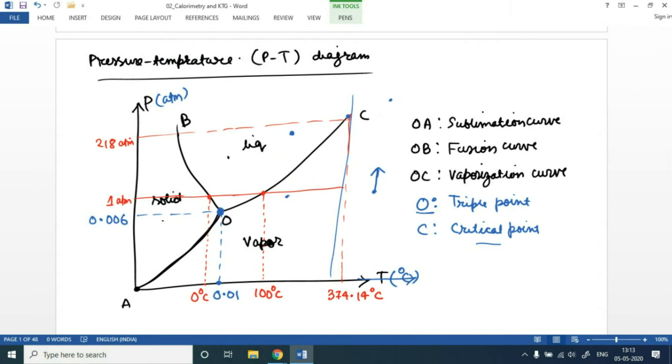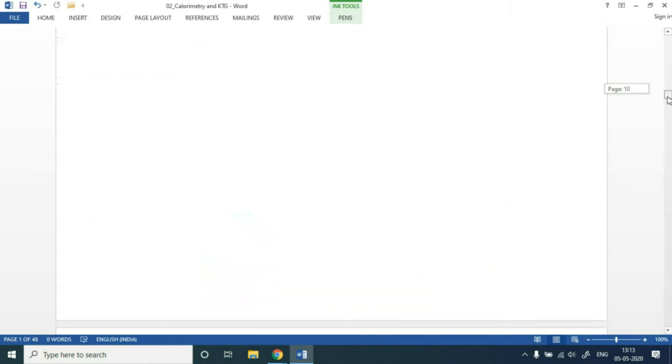And initially in the beginning of this lecture I told you that kinetic theory of gases I will also be covering. So now let's move on to the kinetic theory of gases.